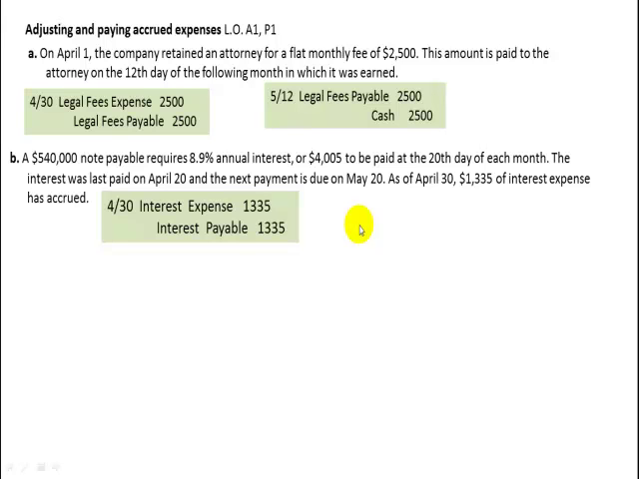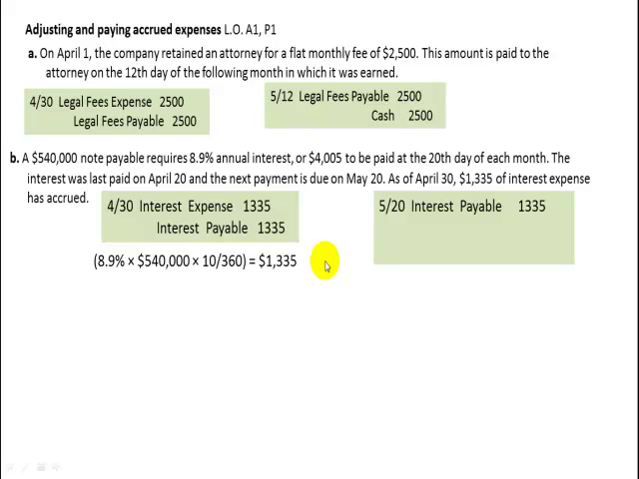and let's go on a little bit further. That's based on this calculation, 8.9% times $540,000 times 10 over 360. We're going to use 360 in these calculations because these are considered business days. Anyway, that's the total of $1,335. On 5/20, when we actually make the payment, and let's see, the payment is going to be what we owe for that month, which would be interest. We're going to debit interest payable for $1,335. That's this interest payable, $1,335.